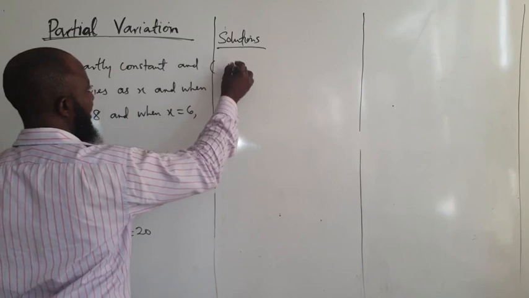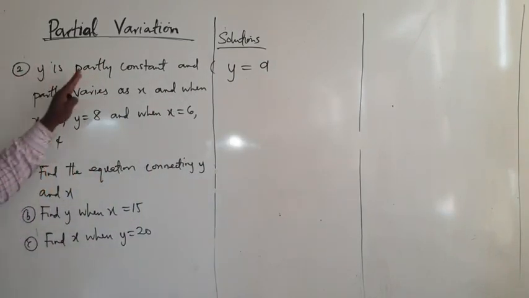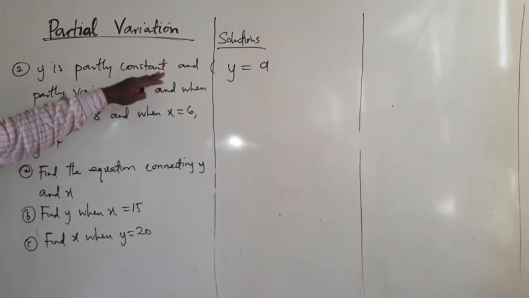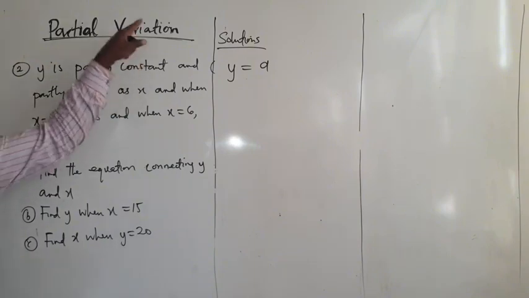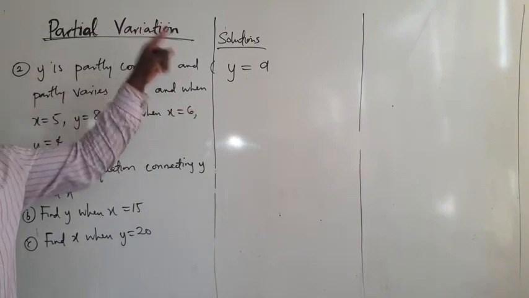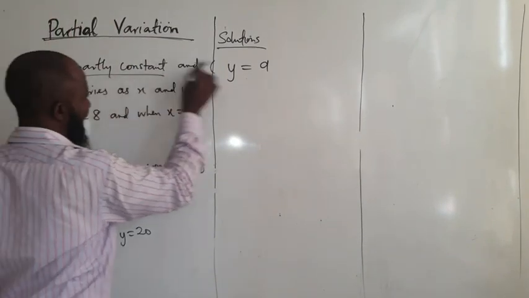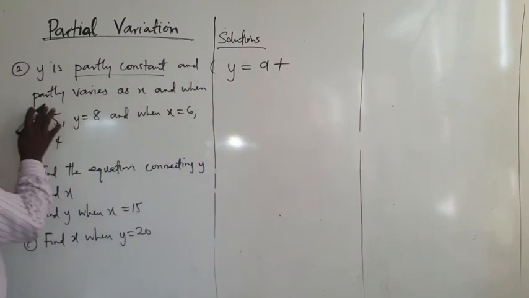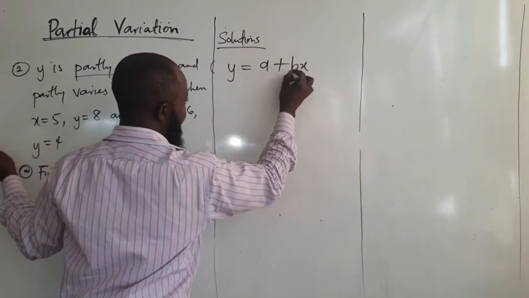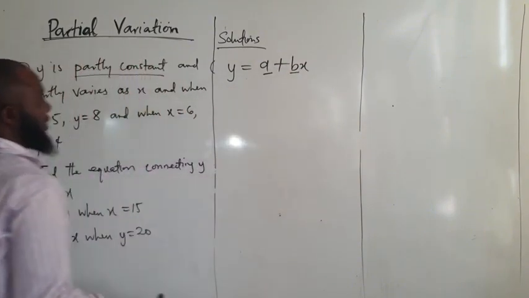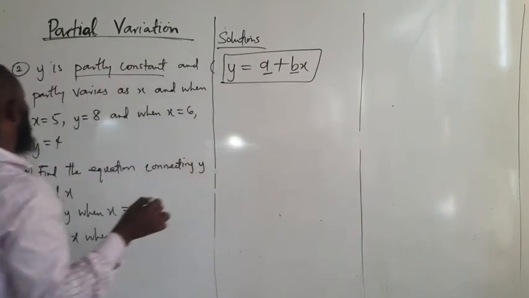So y is partly constant. We only have the first constant there. You can see we don't have it, unlike that one, which is partly varies as q and partly varies as the square of q. But this one is partly constant. That is going to be a constant plus a part that varies as x. That is bx. Second constant, first constant. So this is the equation we want to form from this statement here.